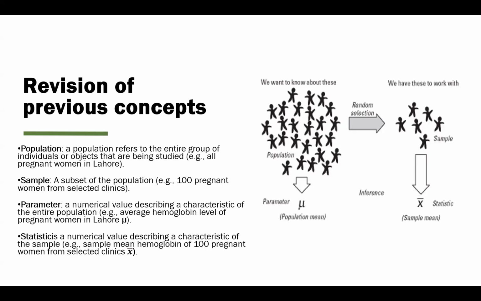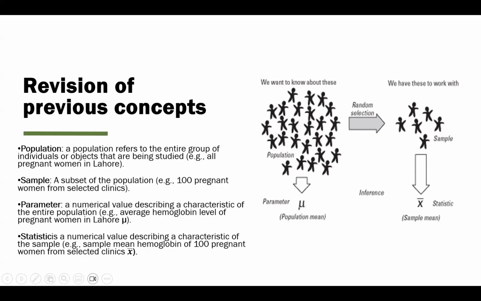Then we come to parameter. What is a parameter? It is a numerical value describing a characteristic of the entire population, for example, the average hemoglobin level of pregnant women in Lahore. It is denoted by the Greek letter mu. Then we come to the term statistic. A statistic is a numerical value describing a characteristic of the sample, for example, the sample mean hemoglobin of 100 pregnant women from selected clinics in Lahore. It is denoted by x bar.